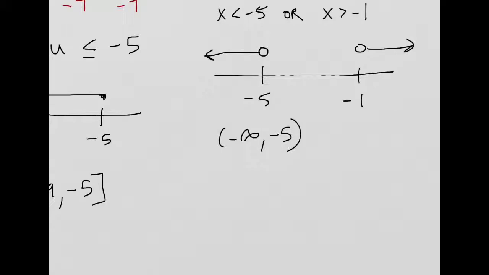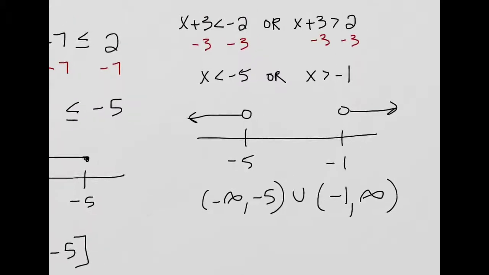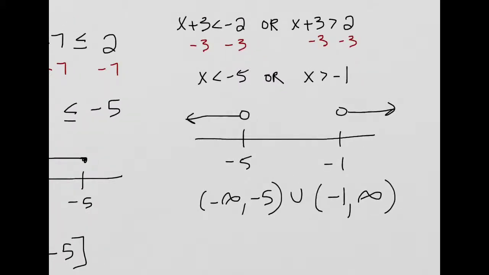And then again, rounded parenthesis because I've got an open circle, I don't want to include that number. And then I'm going to join that interval to the interval that starts at negative 1 and continues to the right forever. So my right endpoint would be positive infinity, and then again I would use the rounded parenthesis. So that is my answer.